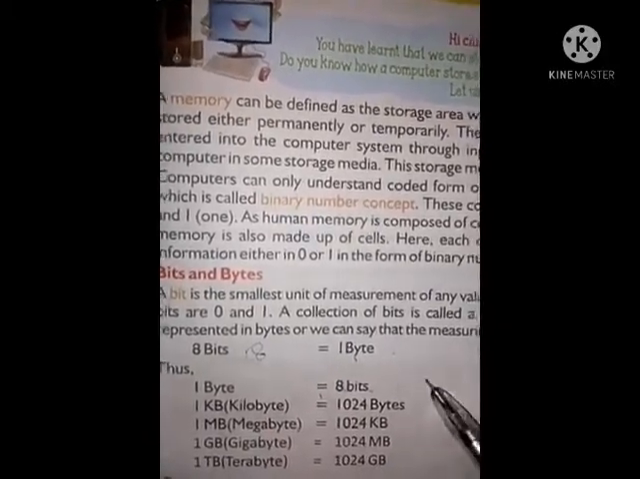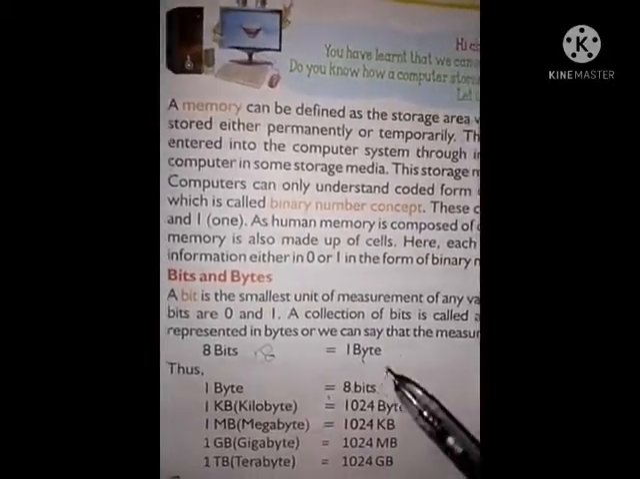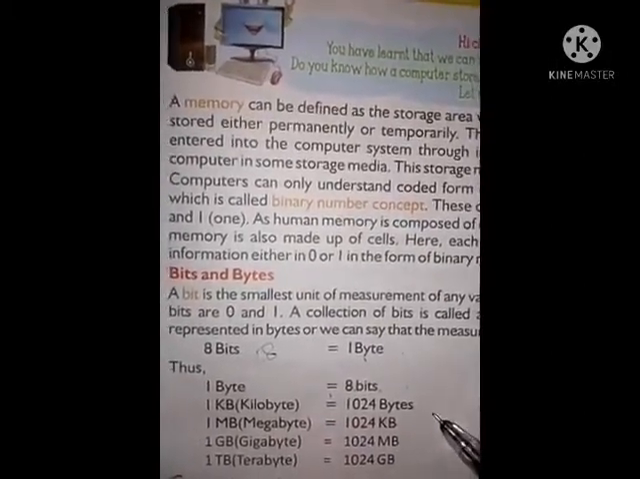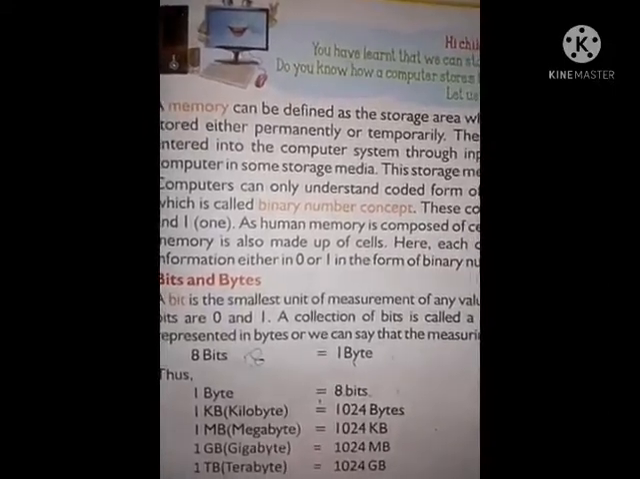Okay, so remember this. Students, you have to write this table and send it to me. Okay, this is your homework for today.